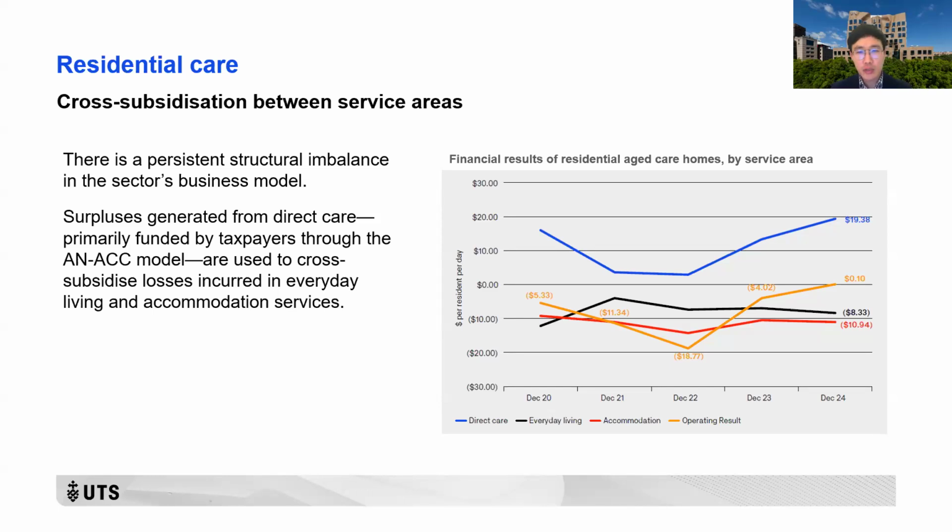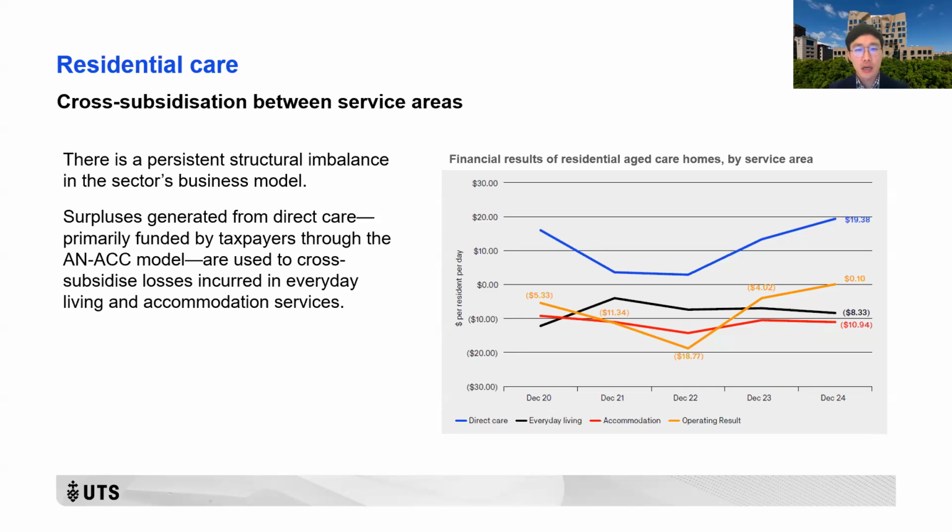So it is important to note that we need to address these structural funding shortfalls in everyday living and accommodation services, as it is especially concerning given the need to provide safe, appropriate housing for residents at reasonable accommodation prices, while also ensuring the delivery of sustainable services in the regional areas.